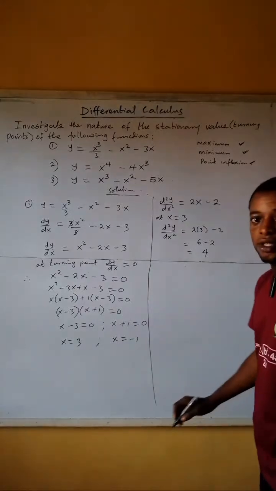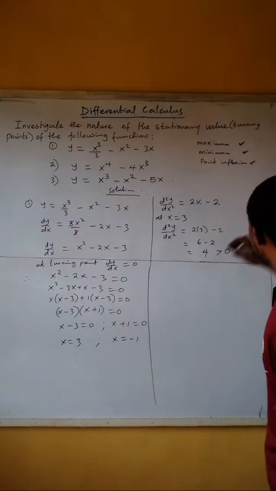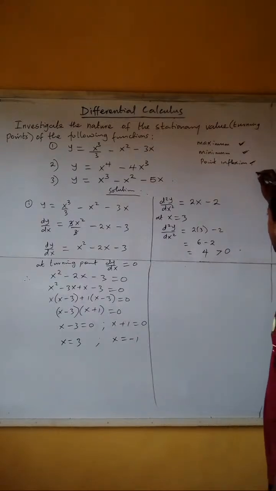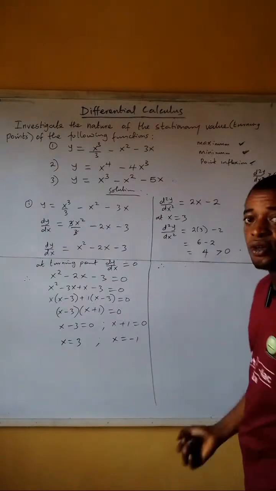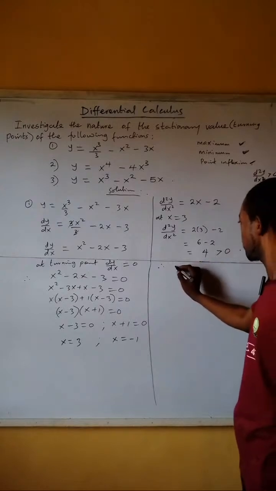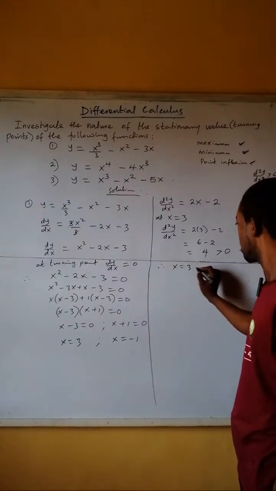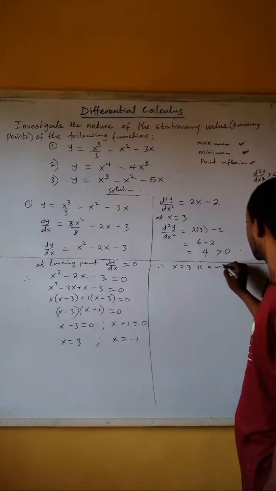And 4 here is greater than 0. Then we should understand that when d²y/dx² is greater than 0, what we have there is a minimum point. So now we can say, therefore, since the second order derivative here is greater than 0, x equals 3 is a minimum point.